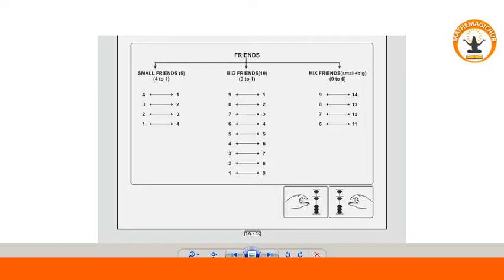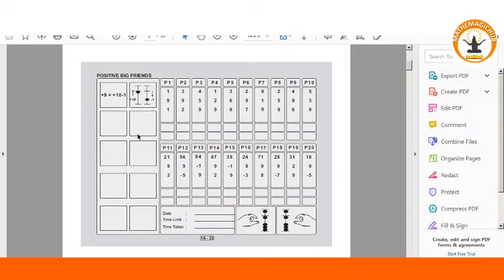Now we will take a look at one example. So as we know, the big friend for 9 is 1. So for add 9 we will use add 10 less 1. Now we will take an example by solving a sum.